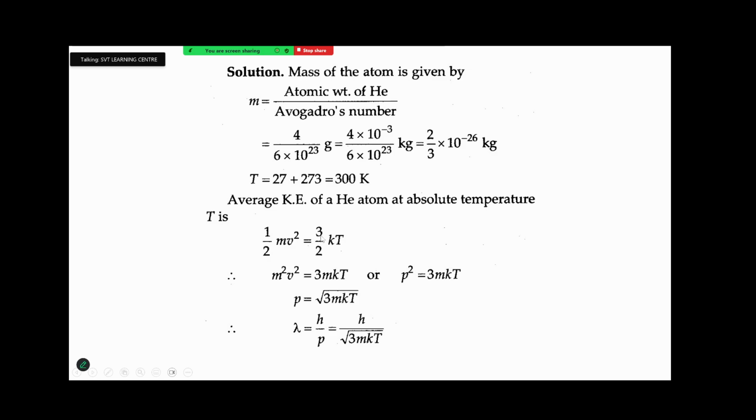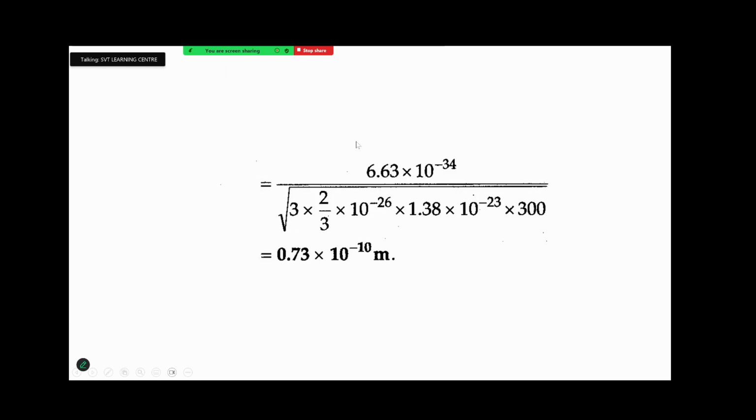So multiply both sides by m and you will get m²v² is this. So momentum will be given by this quantity. Put it in this value. Now you know the value of k. k is Boltzmann's constant. Mass we have calculated over here, 6.7 × 10^-27 kg. Temperature is 300. So substituting all these things, you get this value.